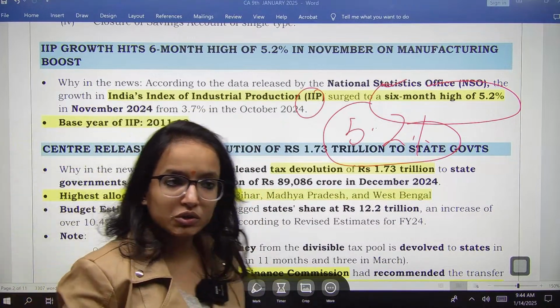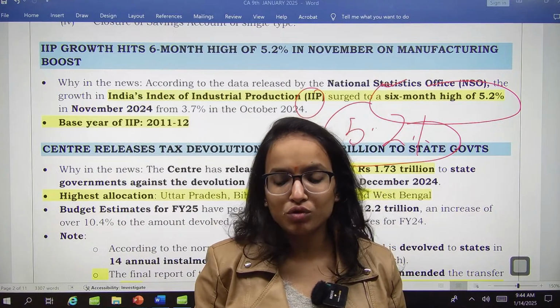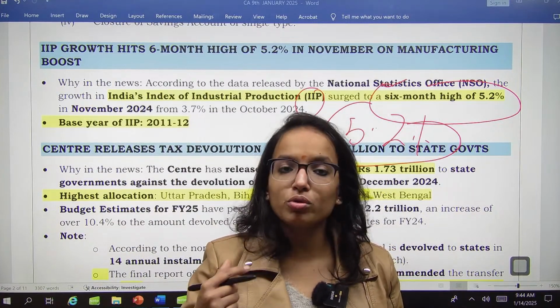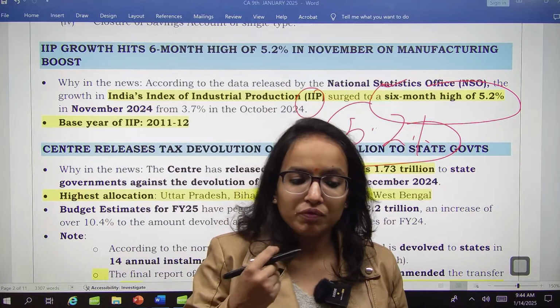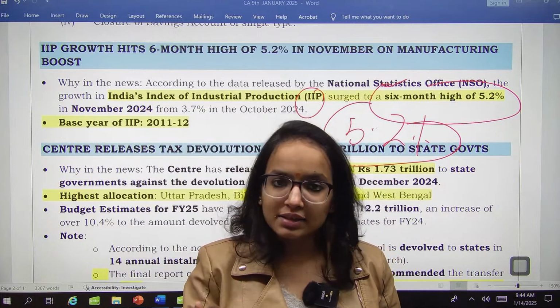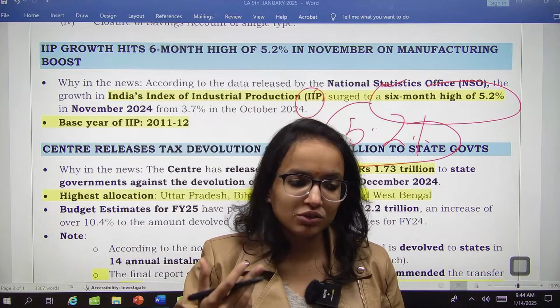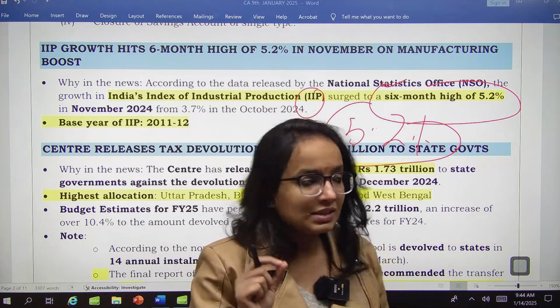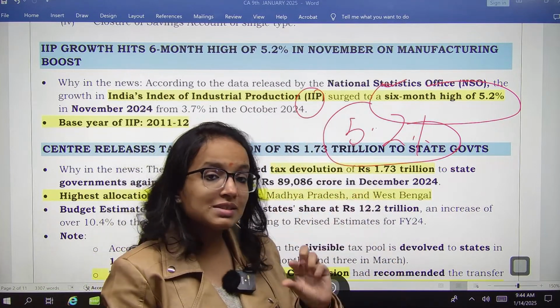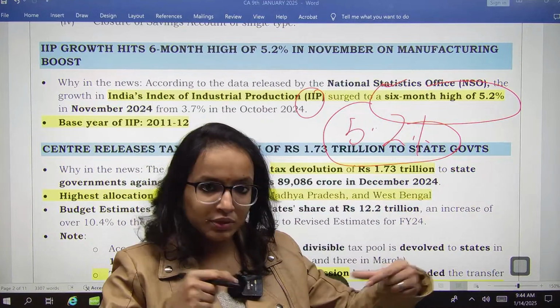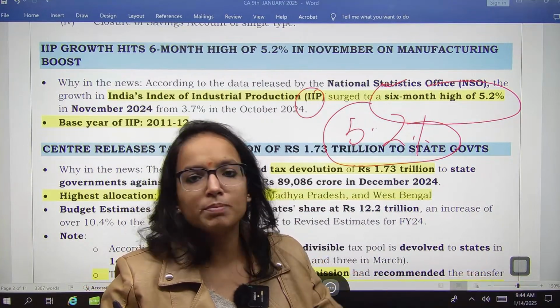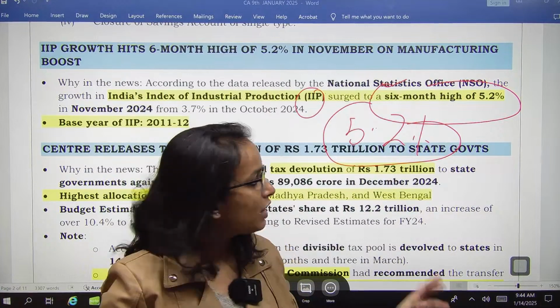Now, the Index of Industrial Production gives you what? It tells you the level of growth in industrial activity, right? So, if the Index of Industrial Production has risen, that shows more economic activity or more industrial activity. Remember this figure, because this is a 6-month high. As I told you, the bigger the range of the time period, the more important the data would be, right?